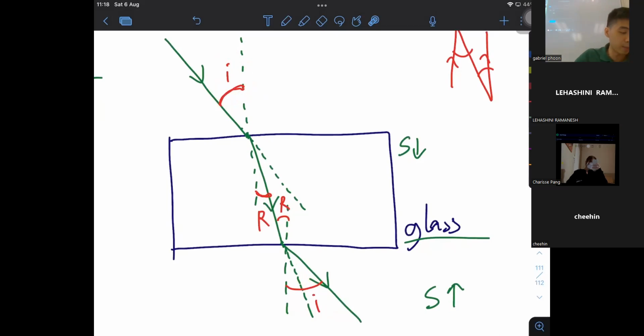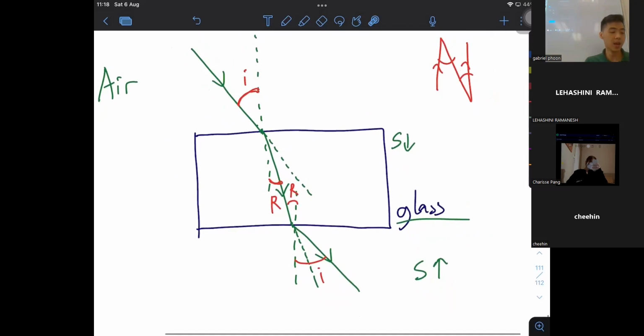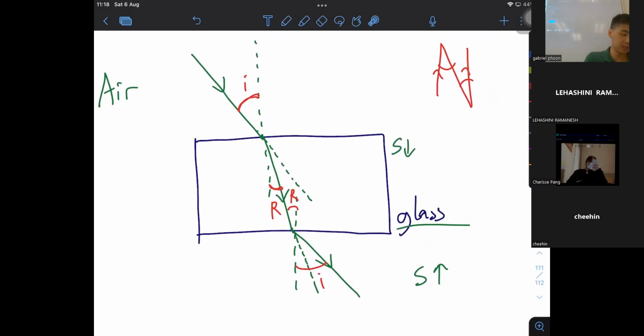Very, very important. You know, in exam, how would the question like to trick you guys? They like to give you something like this, instead of giving you the full diagram like this here.